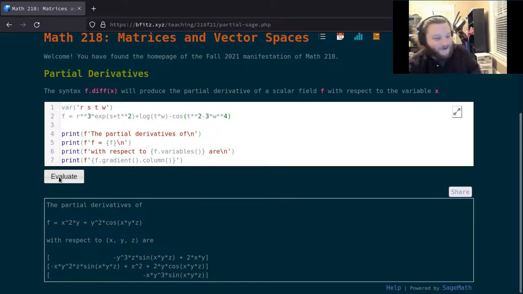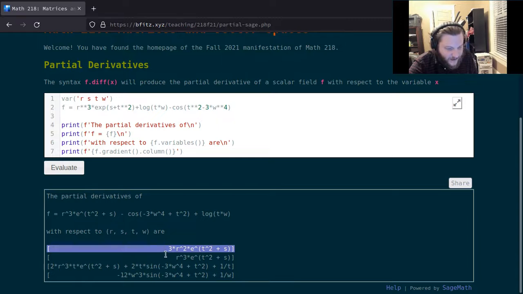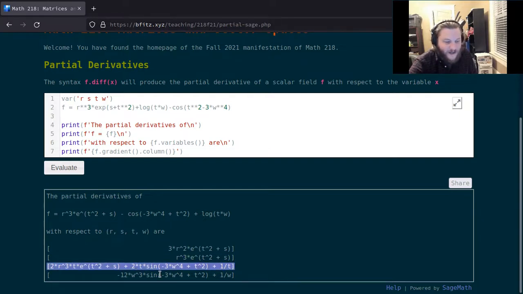Assuming I wrote this code correctly, when I click evaluate, it should update. So now I have my f, which is defined in terms of r, s, t, and w. That's the expression I just typed in. What this is giving me are the partial derivatives with respect to these 4 input variables in this order. With respect to r, my partial derivative of this expression is equal to this first coordinate, 3r squared times e to the t squared plus s. With respect to s, I get the second coordinate, r cubed times e to the t squared plus s. With respect to t, I get this third coordinate, and with respect to w, I get this fourth coordinate.